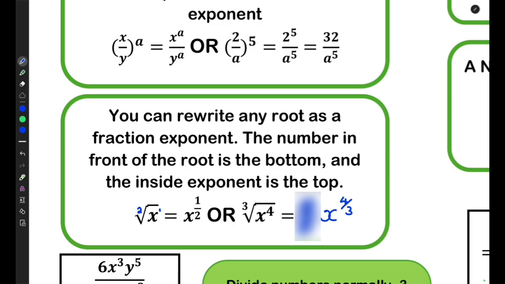If we look at the other one with bigger exponents, the inside is a 4, the surd exponent is a 3, so therefore the answer would be x to the power 4 over 3. The one that's on the inside goes on top always. Now let's do a few sums so you can actually see where I apply all of this together.